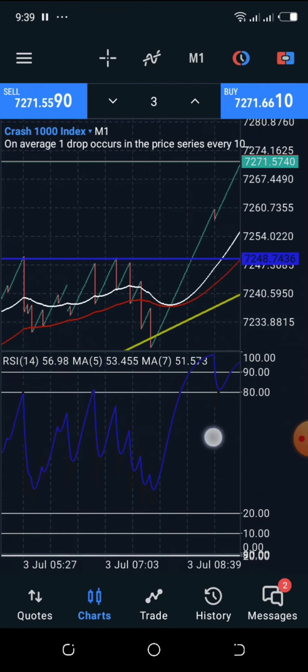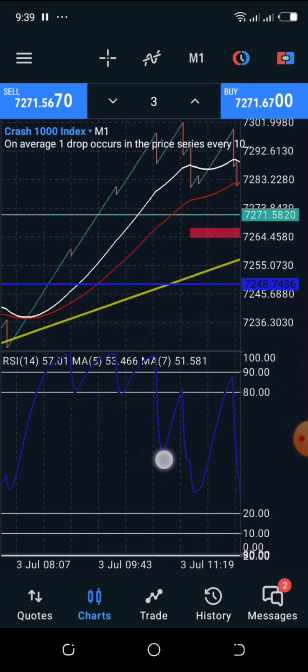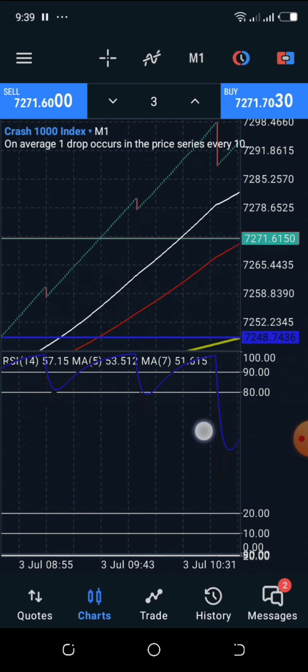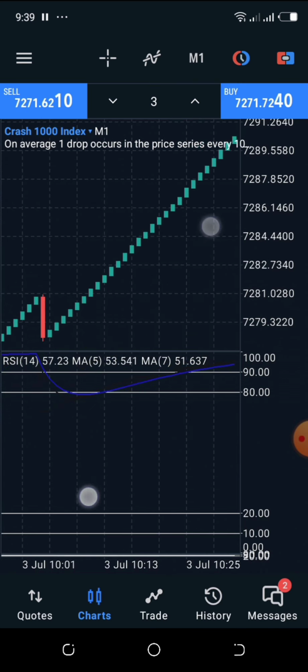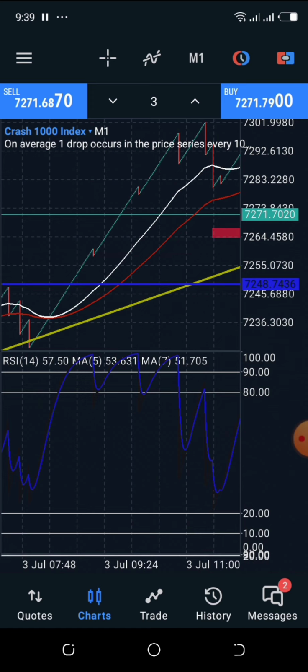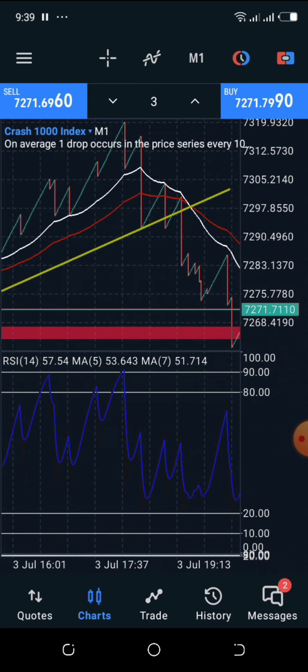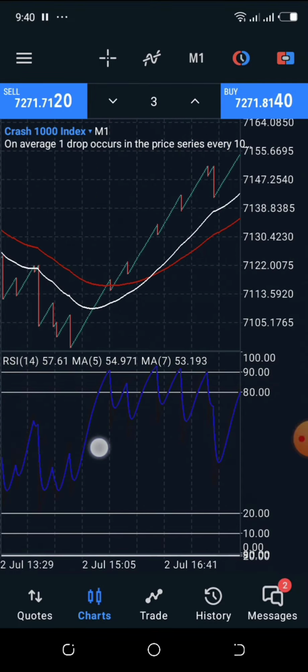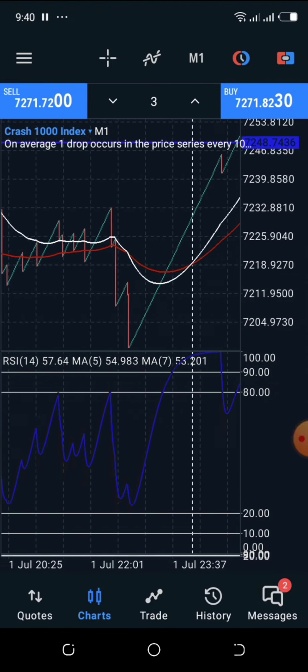Okay, so let's quickly check. Now this one doesn't touch. As you can see, it's not accurate. I don't know if you can see it. It didn't touch that level 100, so we are not going to use it. I don't know if you get it. We are not going to use it. So let's check. This is the previous day.